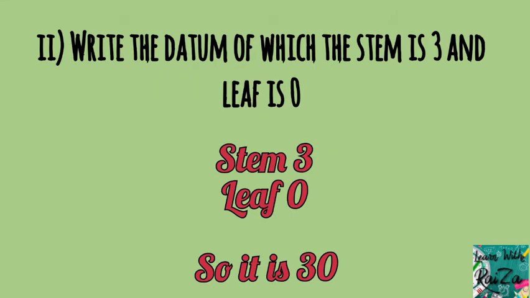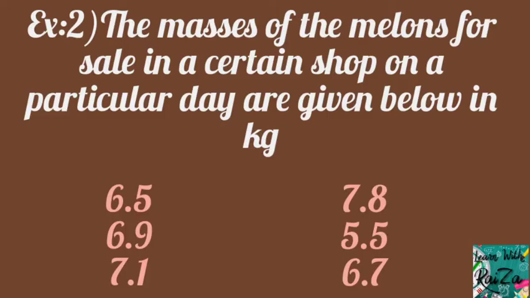And the second one, write the datum of which the stem is 3 and leaf is 0. So as I told you children, stem is 3, so you have to write it first in the tens place, or else we can say hundreds place, but here there are no hundreds, only tens place. So 3 should be written in the tens place, and leaf is 0, so it should be written in the units place. Now let's move into the second example.